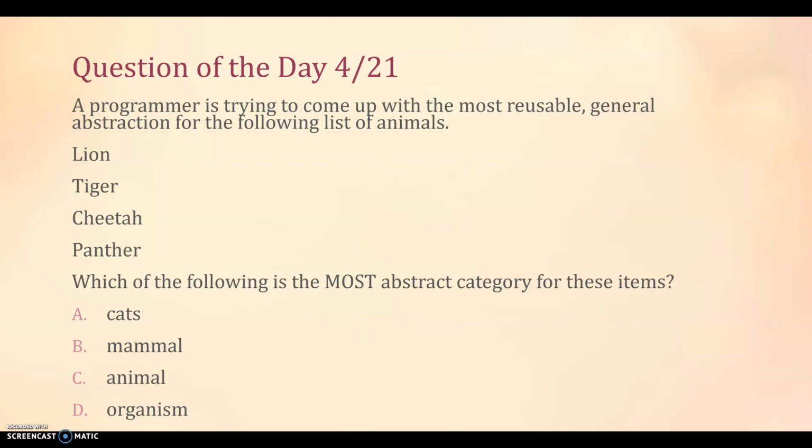All right, hopefully you had an opportunity to look at the answer choices. Remember, when we're dealing with abstract, we want to come up with what is the most general, reusable. And when we look at lion, tiger, cheetah, and panther, yes, they're all cats, but they're also all animals, mammals, and organisms. An organism is the correct answer because it is the most general of all four answer choices. Make sure you go over to It's Learning and find question of the day for April 21st and select option D.